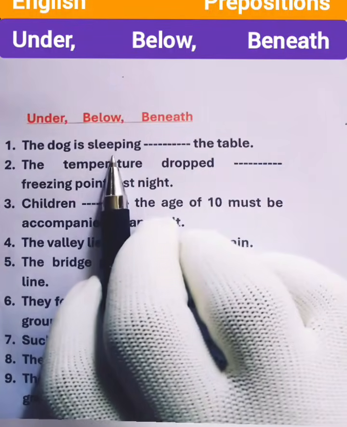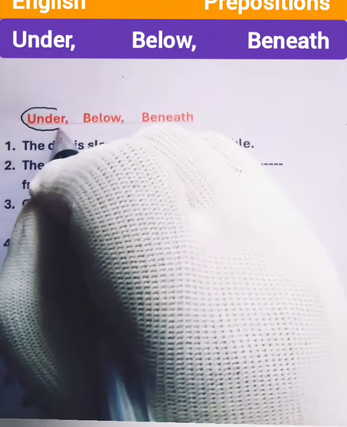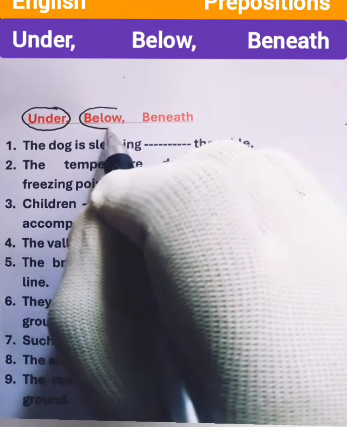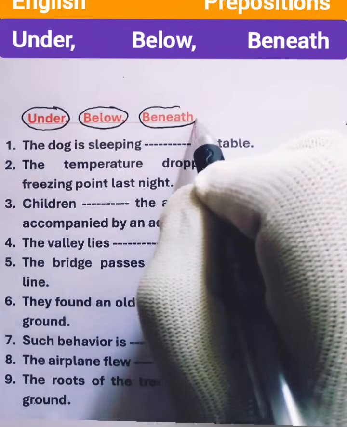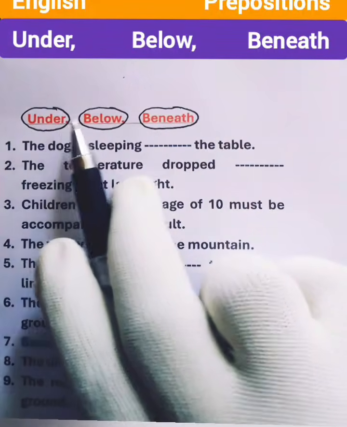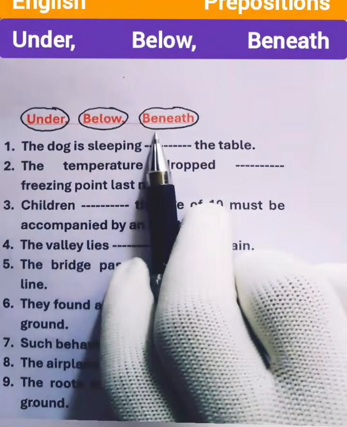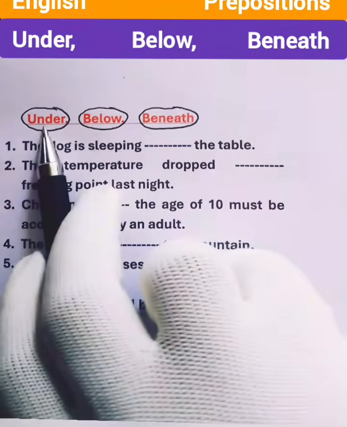Today's lesson is on 3 prepositions: under, below, beneath. Although they have similar meanings in English, I'll teach you exactly when to use each of them in a sentence, okay? Let's begin with the most common one, under.